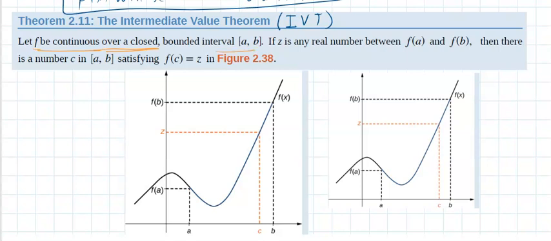Bounded by an interval between, let's say, a and b. If z is any value, so I take a, f of a, and I take b, f of b. If I take this value z, that happens to be between those two y values, then there must be an x between the a and the b, so that the y value at c is guaranteed to be between those two.